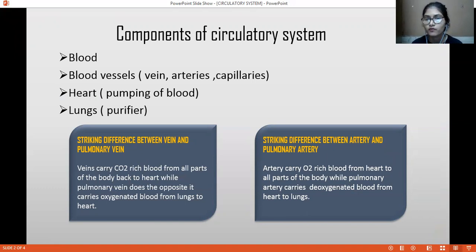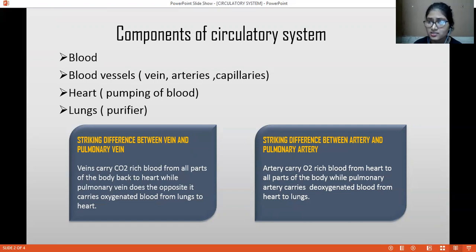So before discussing how the circulatory system works, we need to know the striking difference between the vein and the pulmonary vein, and the artery and the pulmonary artery. As you can see, the striking difference between vein and pulmonary vein is that the vein carries carbon dioxide rich blood from all parts of the body back to the heart, while the pulmonary vein does the opposite. It carries oxygenated blood from the lungs to the heart.